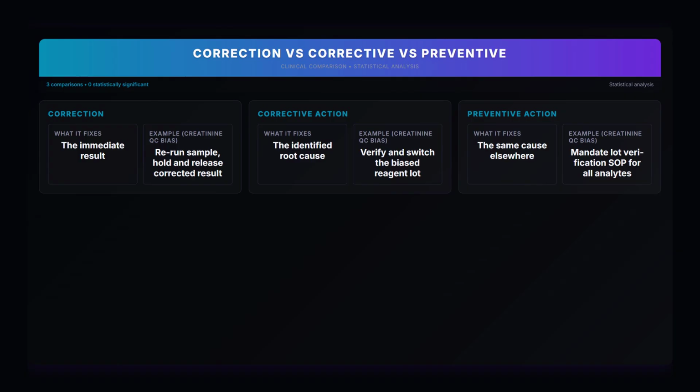In plain language, ISO 15189:2022 is explicit that a laboratory must not just correct nonconforming work. It must evaluate the need for action to eliminate the cause, so the nonconformity doesn't recur. That single clause is the entire justification for everything in this video.